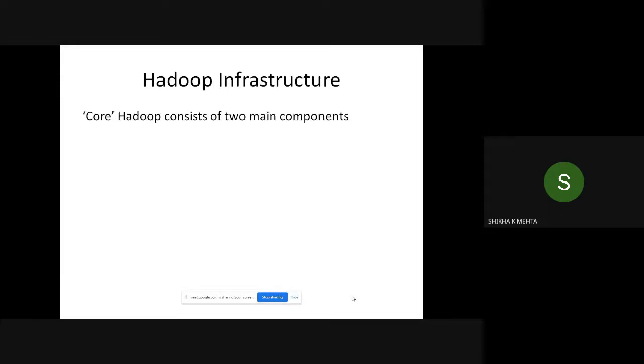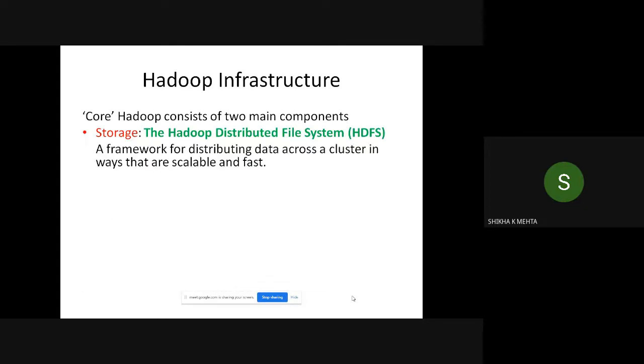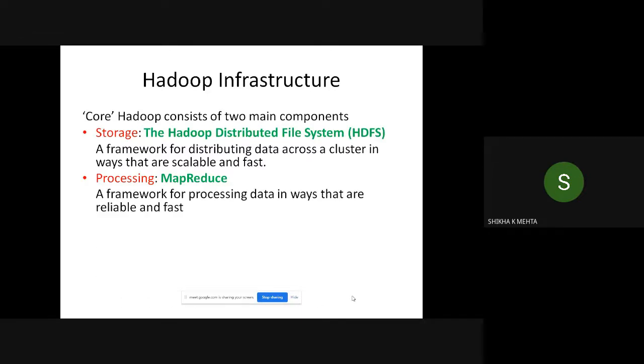So now let us understand the complete infrastructure of Hadoop. Core Hadoop, as I said, consists of two main components. One is the storage component, called HDFS, that is Hadoop Distributed File System. It is basically for distributing data across a cluster in ways that are scalable and fast. The second component is the processing component, known as MapReduce. It is a framework for processing data in ways that are reliable and fast. That means for storage, we are talking about scalability and speed both. And in processing, we want reliability as well as speed.